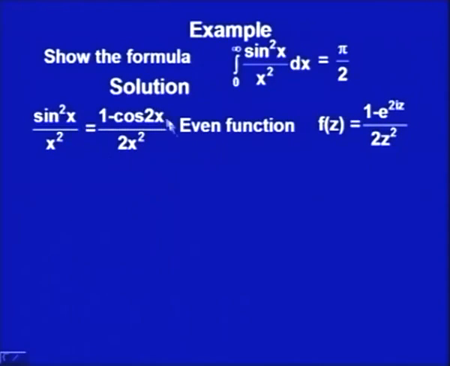Consider the complex function. We intend to apply our residue theory. So, consider the complex function 1 minus e to the power 2iz upon 2z square. If I write Euler's formula for e to the power 2iz, I get cos 2z plus i sin 2z, that is, 1 minus cos 2z minus i times sin 2z. So, what we have to evaluate is actually the real part of this complex function.